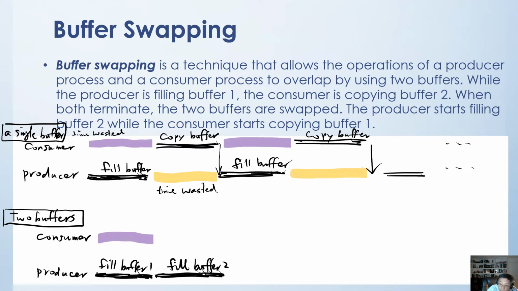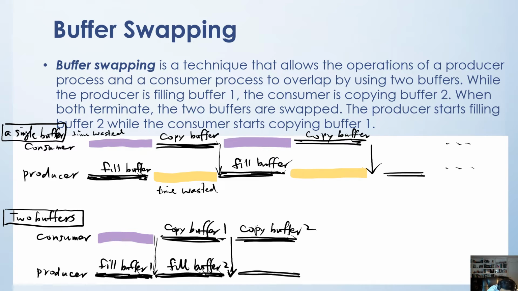Now in this case, the consumer polls the buffer and finds out that buffer 1 is available. So the consumer can copy the data from buffer 1. And when the consumer completes the copy of buffer 1, the consumer can then copy buffer 2. And in the meantime, the producer can fill buffer 1.